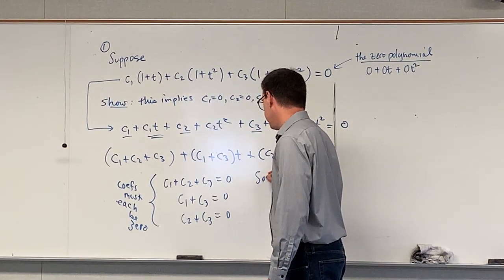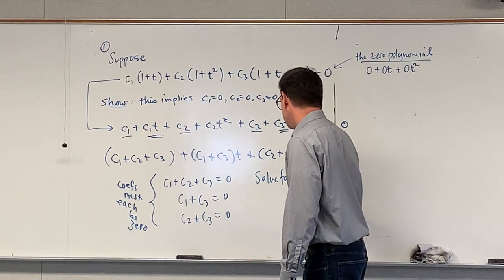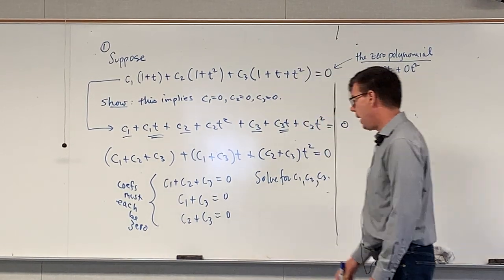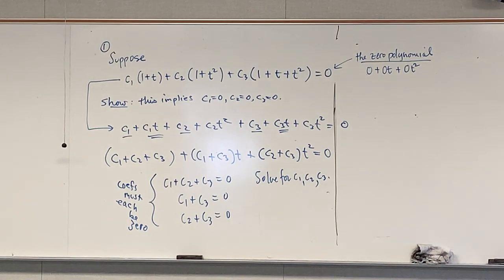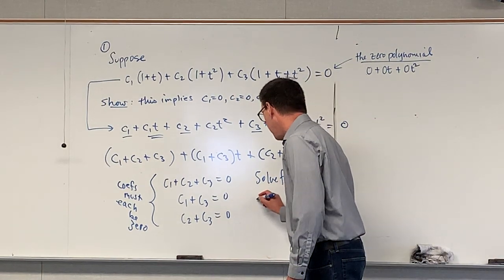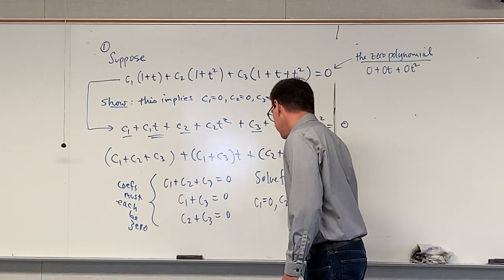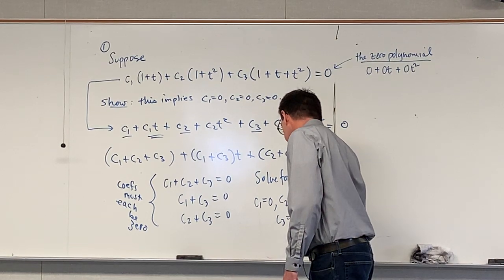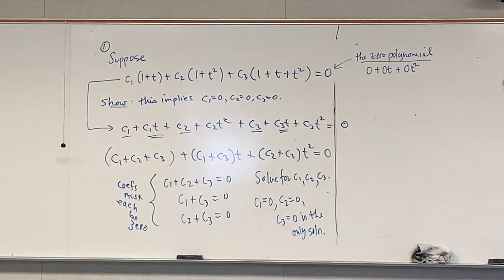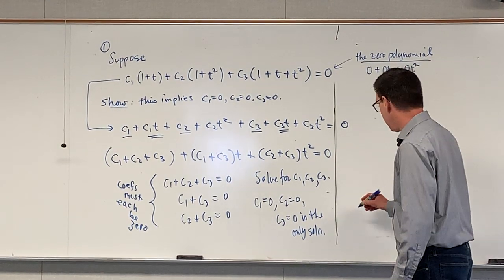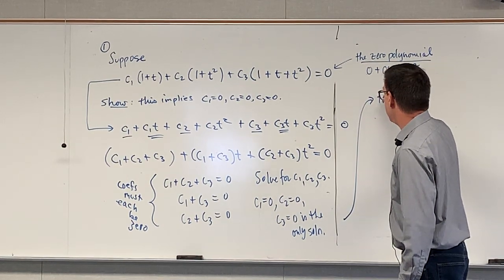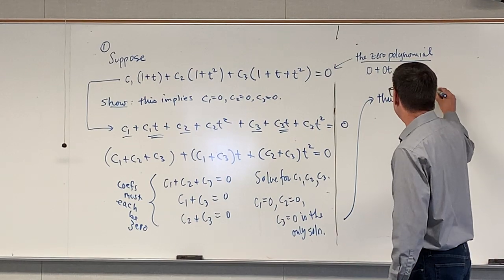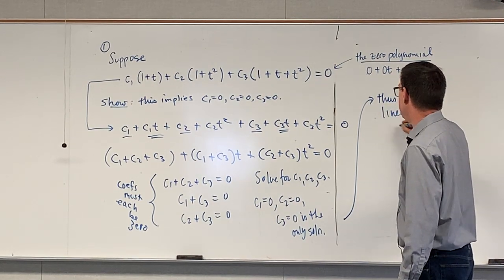And so we can solve for C1, C2, C3. And that's even a linear algebra problem, okay? Like you could even set up a matrix equation and solve. But it turns out C1 equals 0, C2 equals 0, C3 equals 0 is the only solution. You can verify that. So I don't think I need to fill that step in for you. And thus our set is linearly independent.